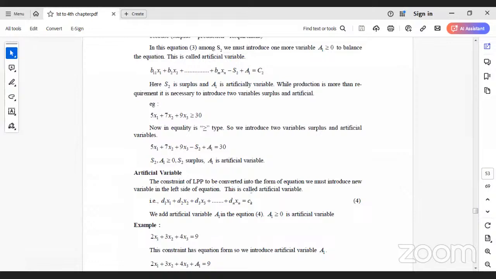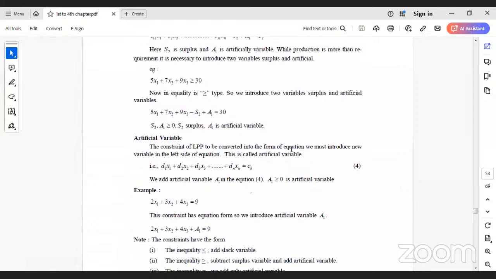మనకి లెస్ దాన్ ఉంటే స్లాక్ వేరియబుల్ యాడ్ చేస్తాం, గ్రేటర్ దాన్ ఉంటే సర్ప్లస్ వేరియబుల్ సబ్ట్రాక్ట్ చేసి ఆర్టిఫిషియల్ వేరియబుల్ యాడ్ చేస్తాం. ఓన్లీ ఈక్వల్ టు ఉంటే ఆర్టిఫిషియల్ వేరియబుల్ ఒకటే యాడ్ చేస్తాం. Exactly correct. So therefore S2 a1 greater than 0, S2 surplus, a1 is artificial variable. Greater than unte artificial variable, correct? Yes, sir.